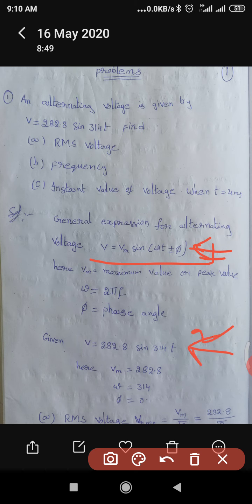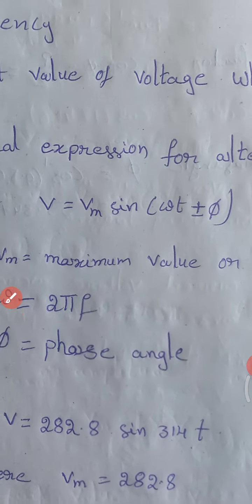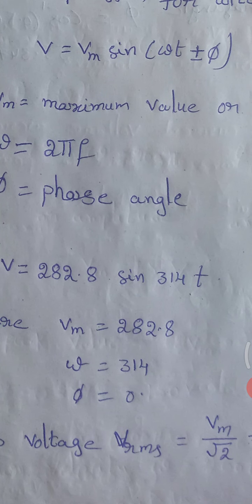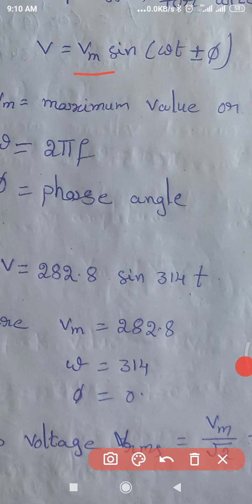If you compare these two equations, we can write that Vm is equal to, see here, this is the Vm. What is the Vm here? 282.8. Next, this is the omega. What is the value of omega? 314. That's why I am taking omega is equal to 314. Here plus or minus phi is available, but in this there is no phi value. That's why I am taking phi is equal to 0.